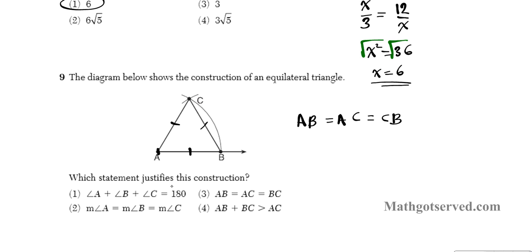So the statement that justifies this construction has to do with just the side lengths. So it cannot be this nor that. Answer is option number 3 because it actually involves using segments with arcs to create an equilateral triangle. All right. So there you have it.